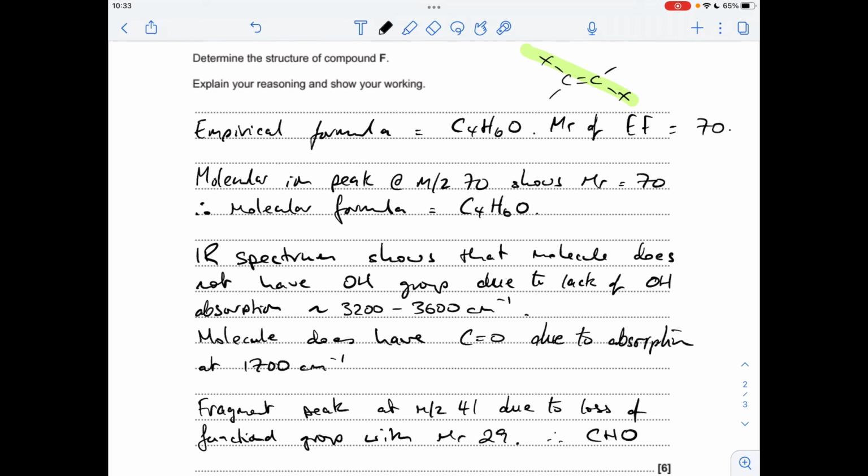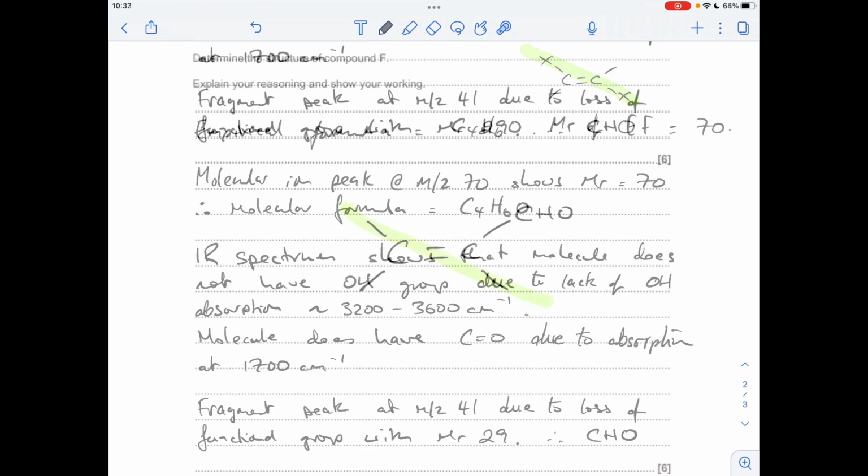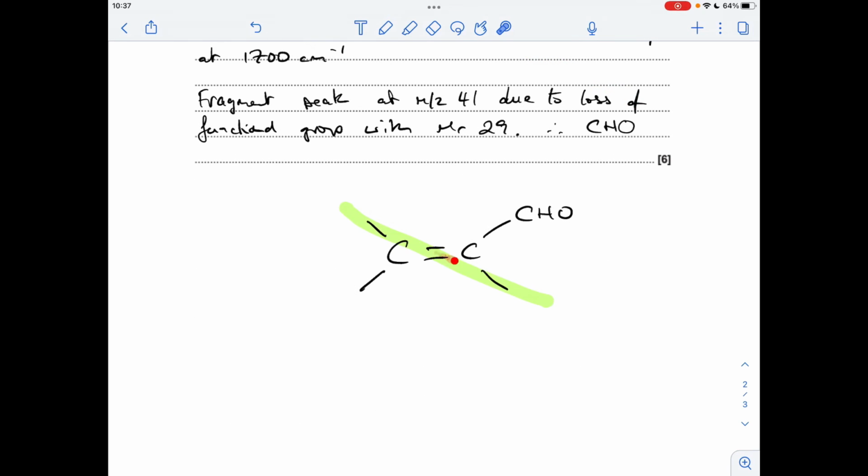So this is going to be an aldehyde. With the atoms we've got left, we're going to have to put hydrogens across here to make it the trans option. So therefore this is a methyl group. So that is the answer.